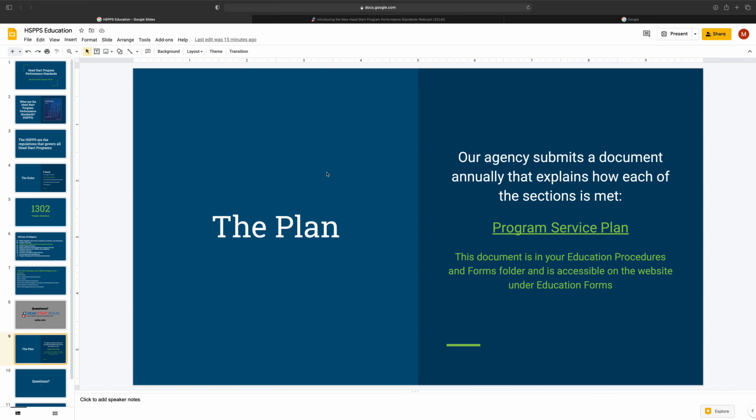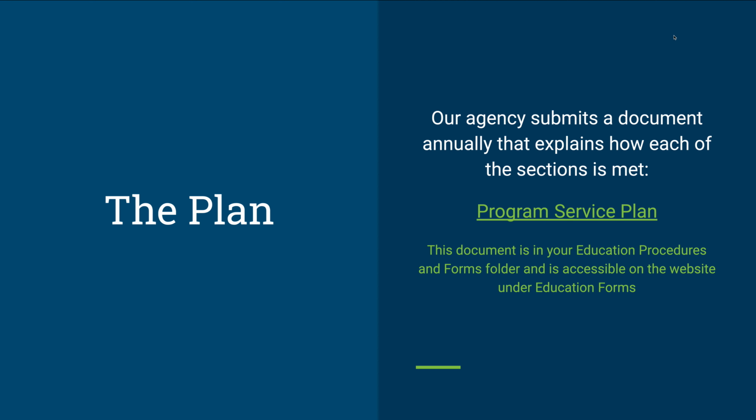We want to talk really quickly about what our program does with the program performance standards for education. What happens is we submit a plan for each of our different content areas about how we are meeting the regulations explained within the Head Start program performance standards. We're going to look briefly today at the Program Services Plan for Education. Again, this is submitted annually to Office of Head Start.